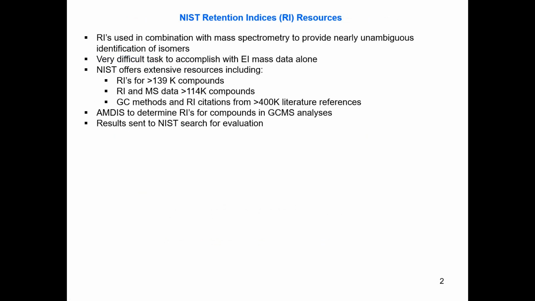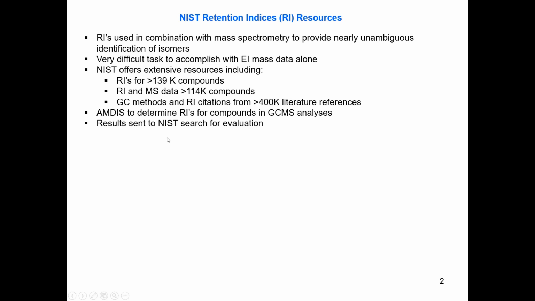Retention indices can be used in combination with mass spectrometry data to provide nearly unambiguous identification of isomers. This is a very difficult task to accomplish with EI mass spec data alone, but NIST offers an extensive list of resources including RIs for greater than 139K compounds, RI and mass spec data for greater than 114,000 compounds, and associated GC methods and RI citations for over 400,000 literature references.